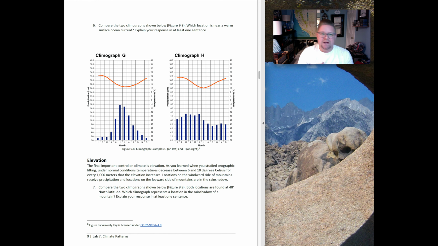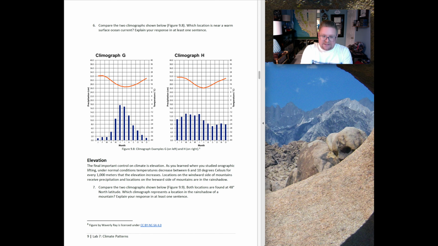And then question 6 says, comparing the two graphs below, which location has a warm surface current, and explain why. Another contributing factor to how climate really is distributed across our planet will be the elevation, right? That altitude. So it says the final important control on climate is its elevation. As you learned when you studied orographic lifting, under normal conditions, temperatures decrease with altitude.